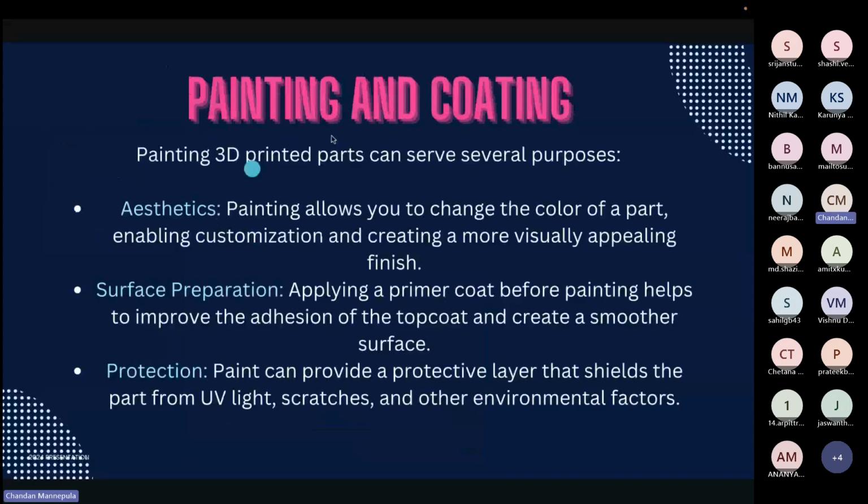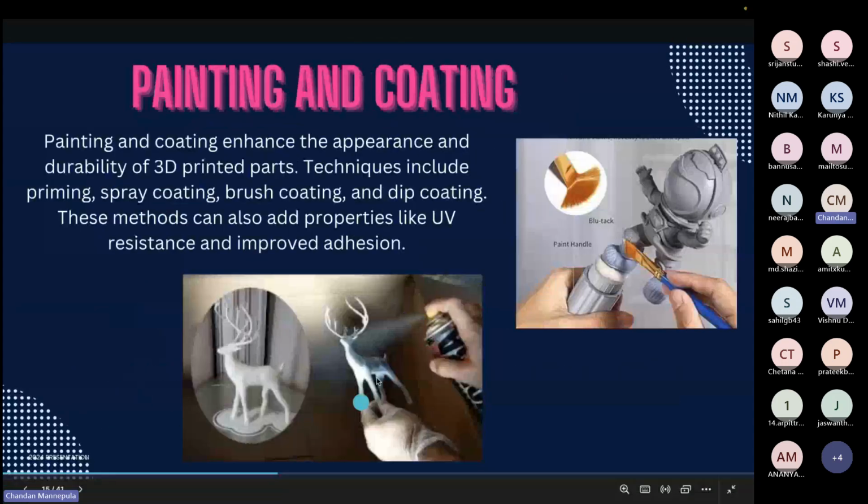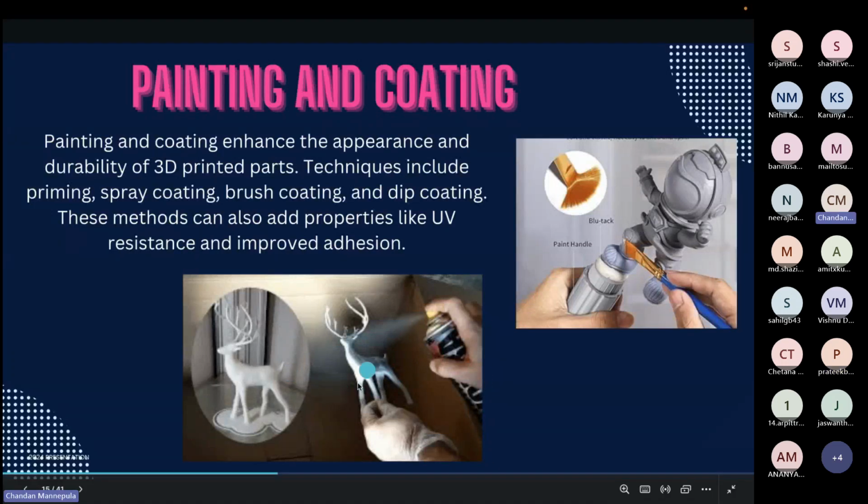Okay. So why do we need to paint and coat the 3D objects? What's the use of coating it? For protection purpose, sir, like for corrosion. And for appearance purpose. Yeah, okay. For corrosion, what do you need to do?